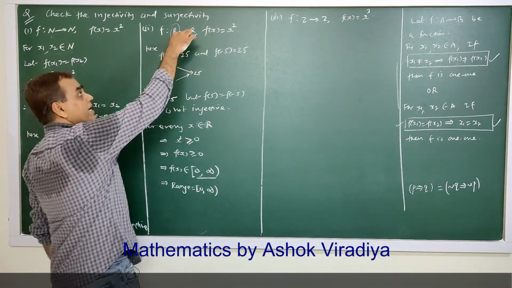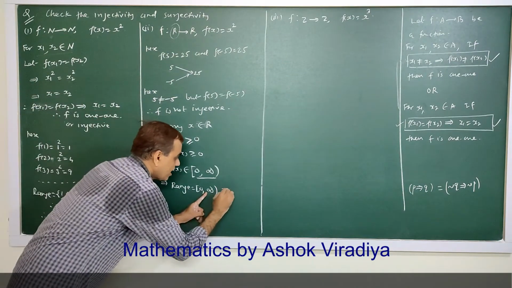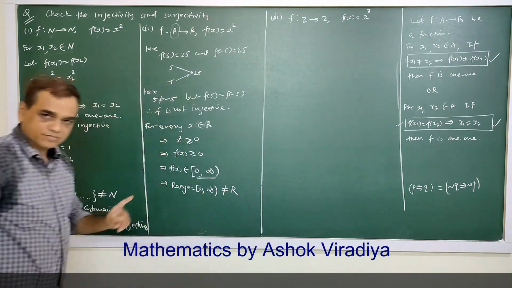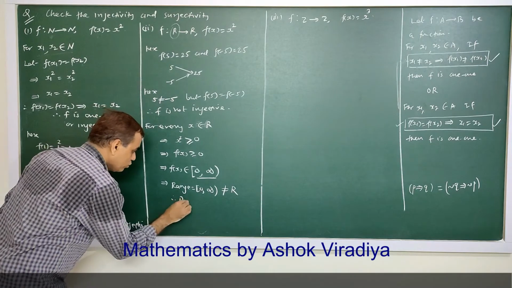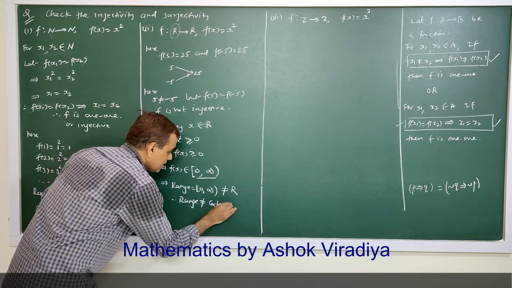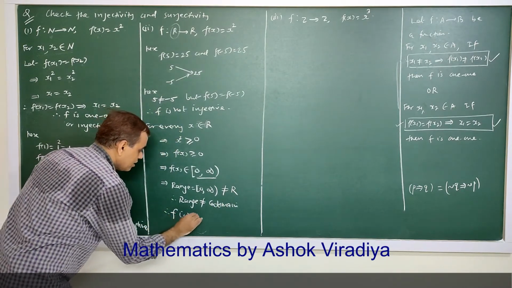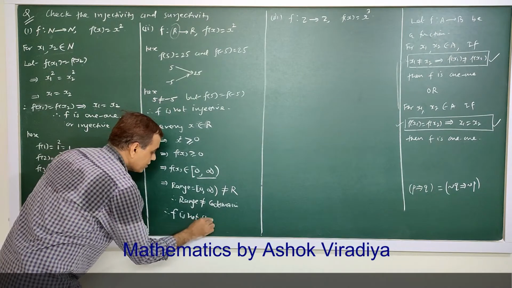And what is codomain? Codomain is R. This is not R. Range is not equal to codomain. So this function is not onto or not surjective function.